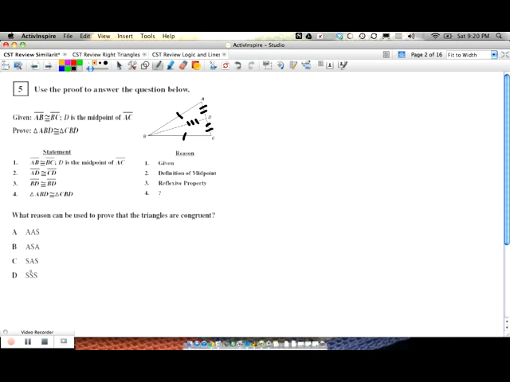Well, it looks like they're using three sides for the proof. That means that we would be using the side, side, side theorem, which is D.